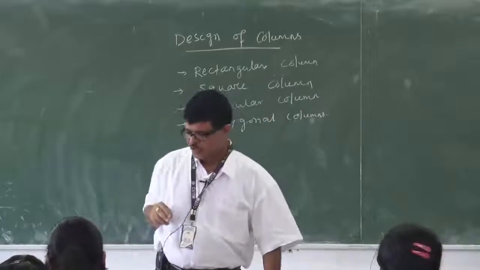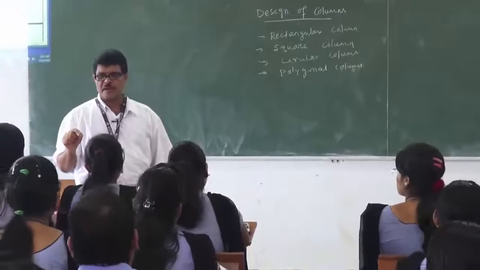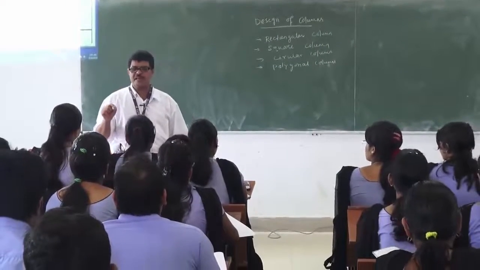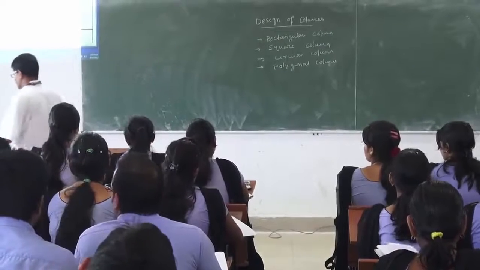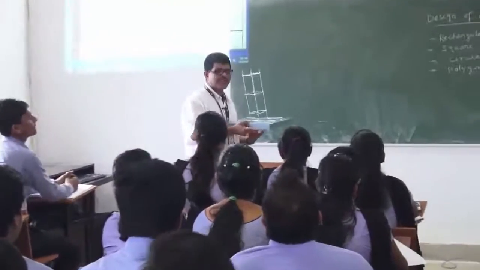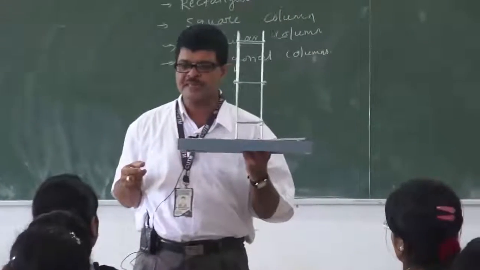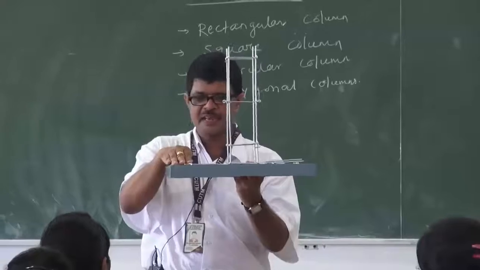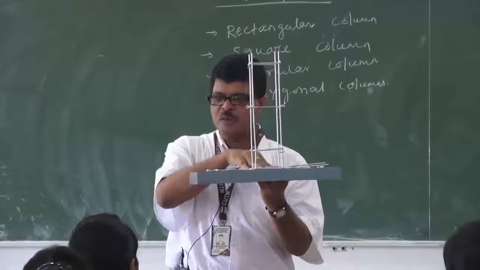Okay, sit down. So generally a column is called a compression member. We have already studied the design of different tension members. A column is a compression member. If you try to see a column in a building, the columns will be just like this, with the reinforcement detailing. If any column is there, there will be a column base. The column will rest on the footings.